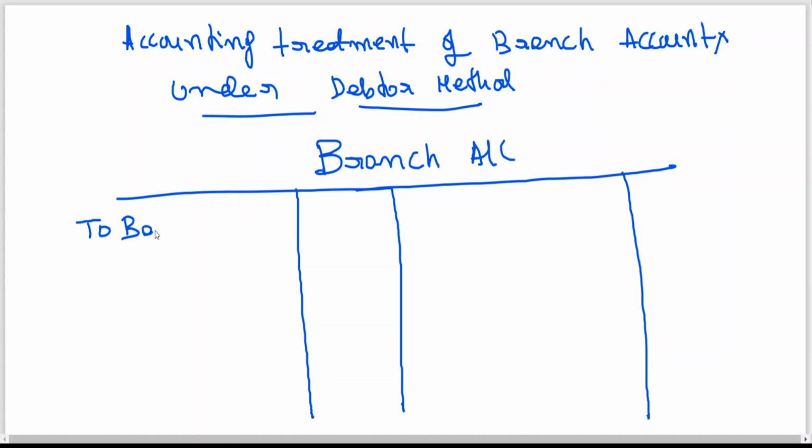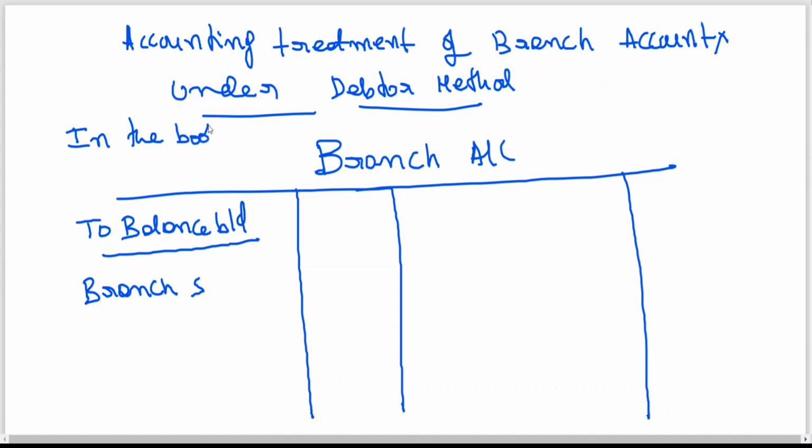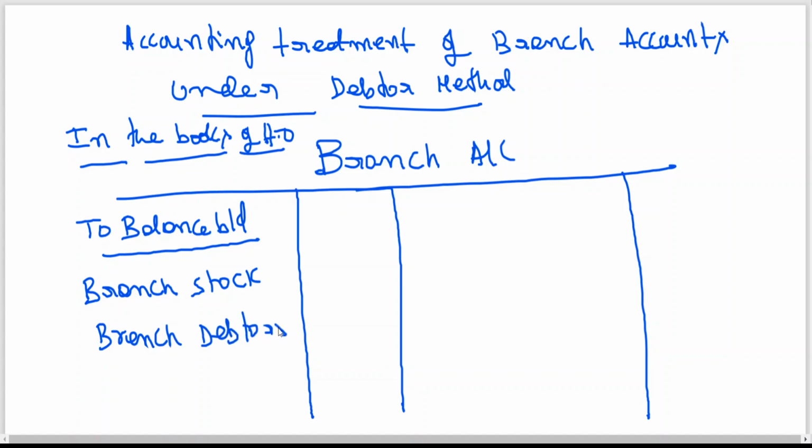You start with to balance brought down. Opening balance of assets like branch stock. And please remember this account you're opening in the books of head office. To balance brought down, branch stock. This is opening balances. Branch debtors. If branch is allowed to sell goods on credit, then you will be having branch debtors.